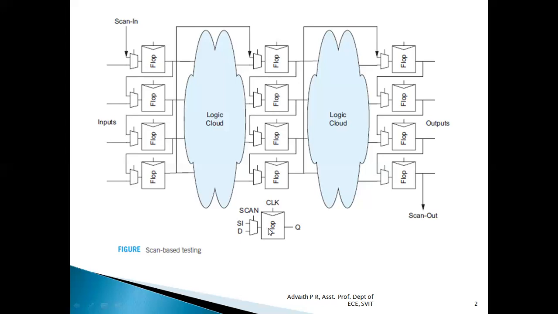When the scan signal is deasserted, the register behaves as a conventional D flip-flop because the D input will be given. Whereas when scan is asserted, the S1 pin will be given to the flip-flop and the scan design process starts. For the circuit to load the scan chain, scan is asserted and the clock is pulsed many times.